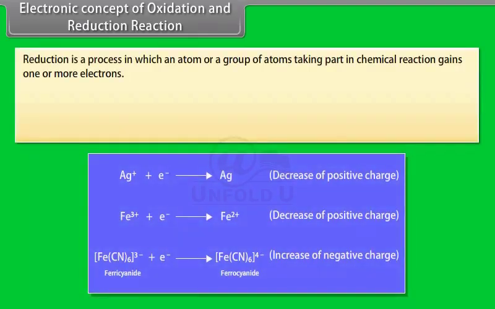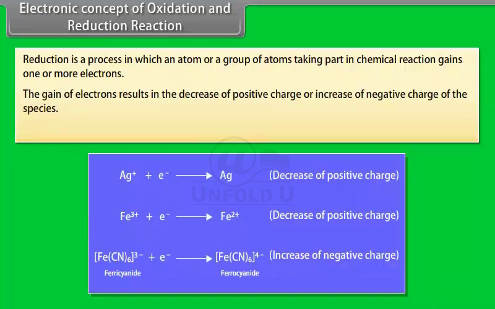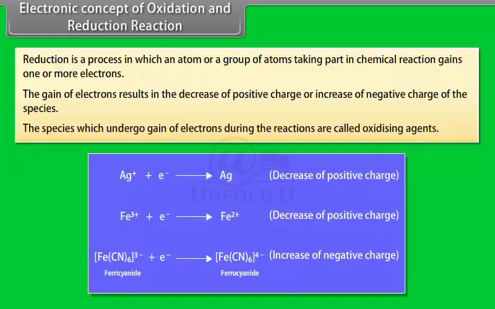Reduction is a process in which an atom or a group of atoms taking part in chemical reaction gains one or more electrons. The gain of electrons results in the decrease of positive charge or increase of negative charge of the species. The species which undergo gain of electrons during the reactions are called oxidizing agents. Ag+, Fe3+, FeCN6 3 negative are oxidizing agents in these examples. Simultaneous occurrence of oxidation and reduction.